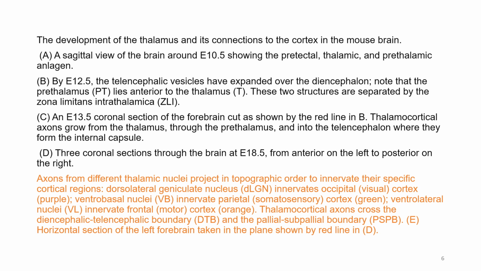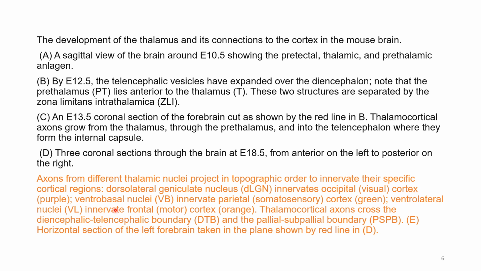Next, coming to D. That is, three coronal sections through the brain are shown at an embryological period of 18.5 days, from anterior on the left to posterior on the right. The axons from different thalamic nuclei project in topographic order to innervate their specific cortical regions. You see here, the dorsolateral geniculate nucleus innervates the occipital, that is visual cortex, which is shown in purple.